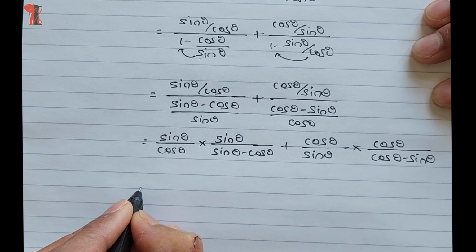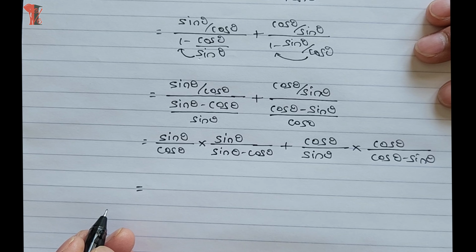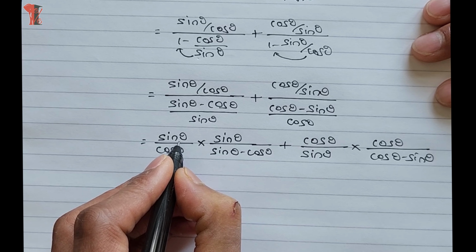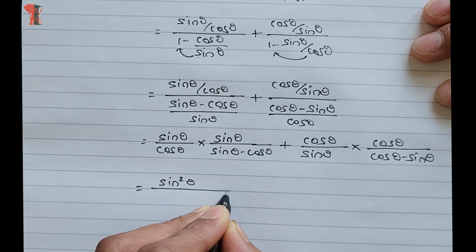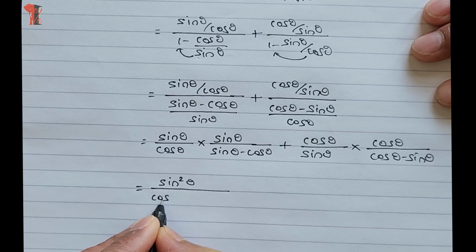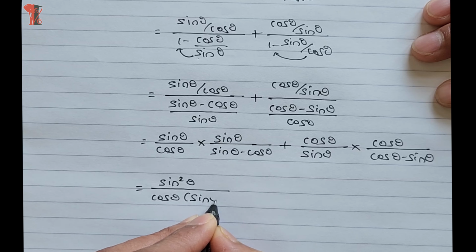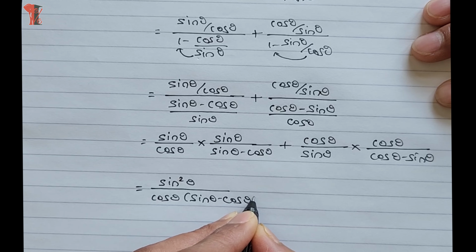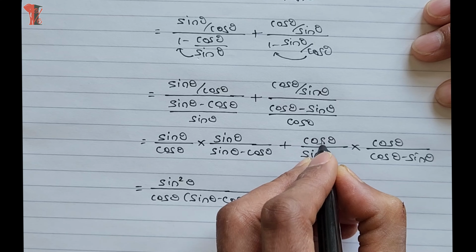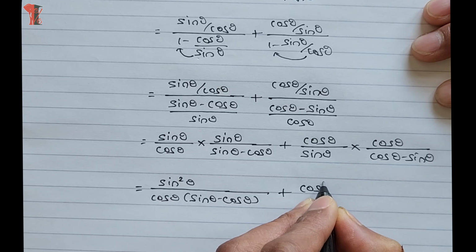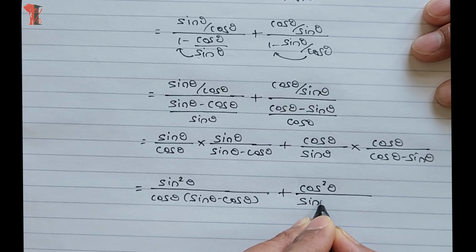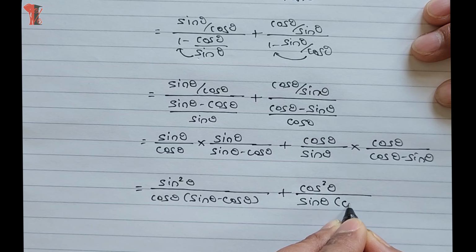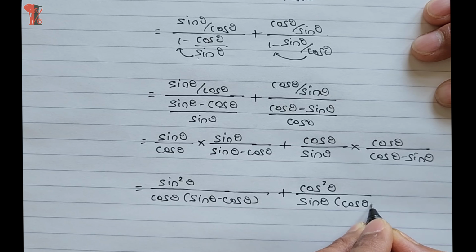If you further simplify, we'll be getting it as sine into sine, I get sine square theta divided by cos theta into sin theta minus cos theta. Plus here cos into cos, I will get cos square theta. Denominator it is sin theta into cos theta minus sin theta.